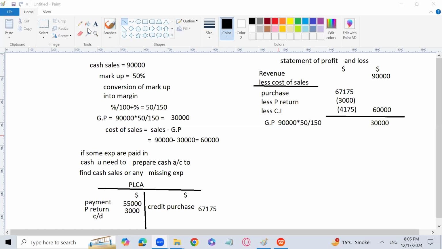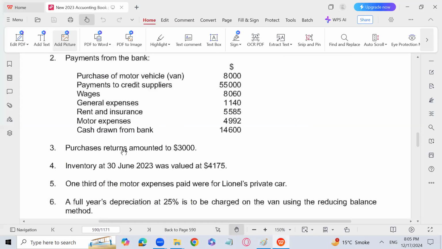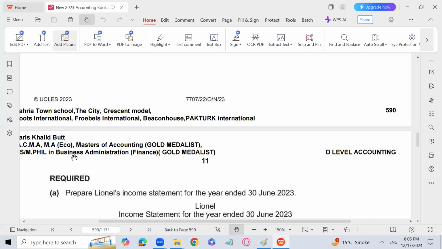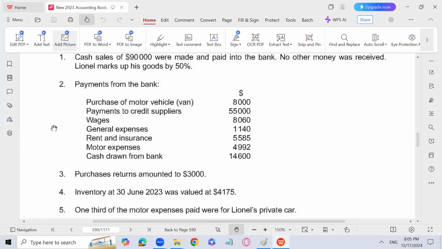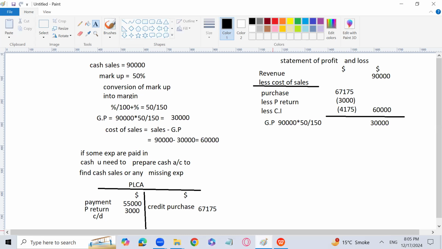Okay, so we were solving the question of incomplete records, and we have solved it till gross profit, which we have calculated, for the October–November 22 variant. Now we have to subtract the expenses.